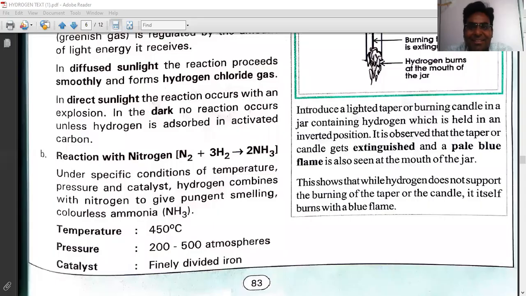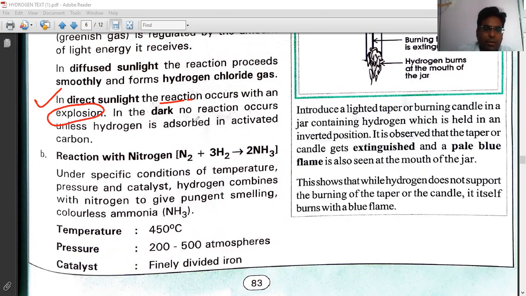The next point: in direct sunlight, the reaction occurs with an explosion. When we provide more sunlight, that time this reaction will be an explosion. So it is not a controllable reaction. You can't control it. When hydrogen reacts with chlorine, more heat will be produced.